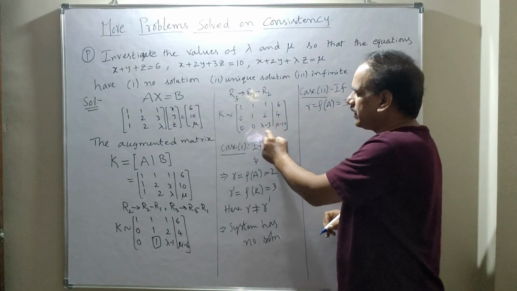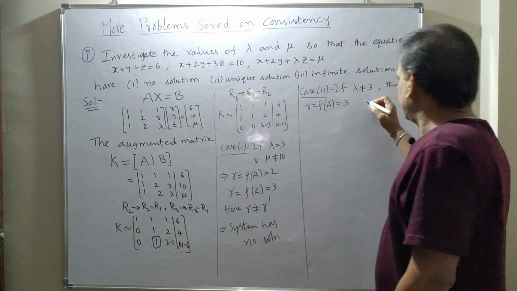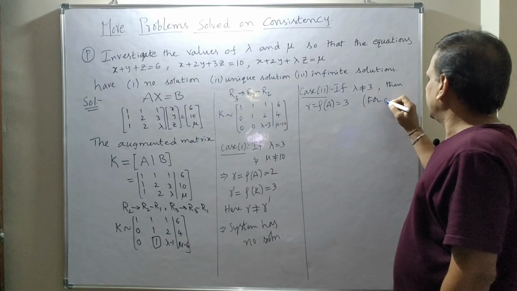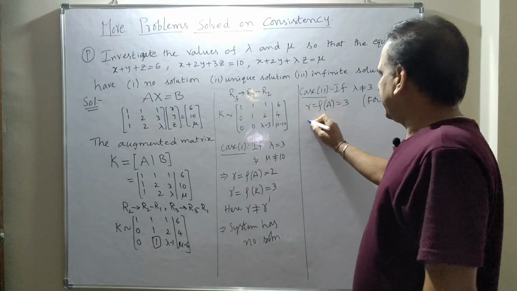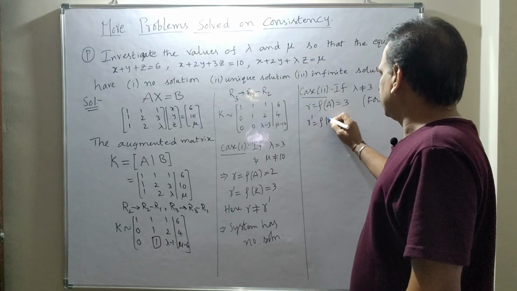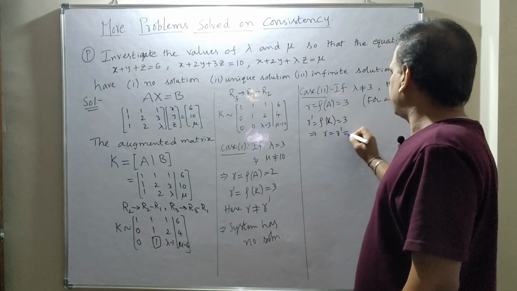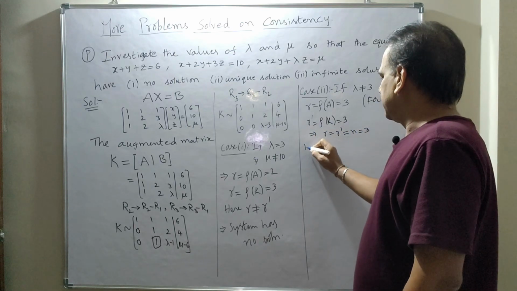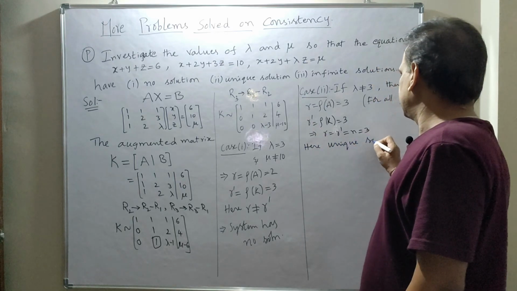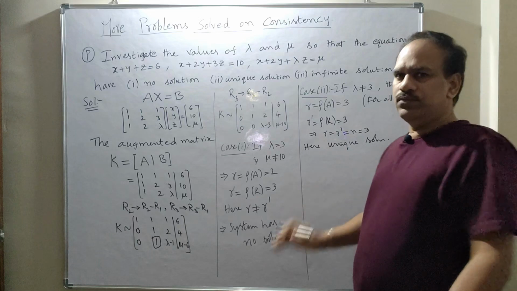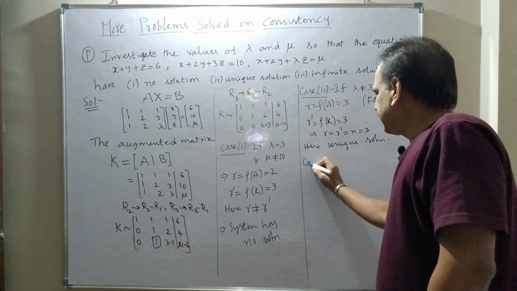So that you will get 3 non-zero rows. Rank of A becomes 3. Right? And so, for all values of mu, if lambda is not equal to 3, then rank of K also becomes 3. So this implies R equal to R dash equal to N equal to 3. Here, in this case, you have a unique solution. Right? System is consistent and has a unique solution. Next, case 3.